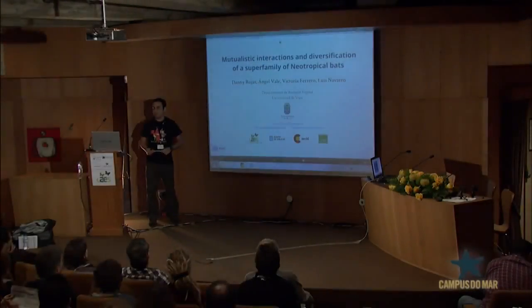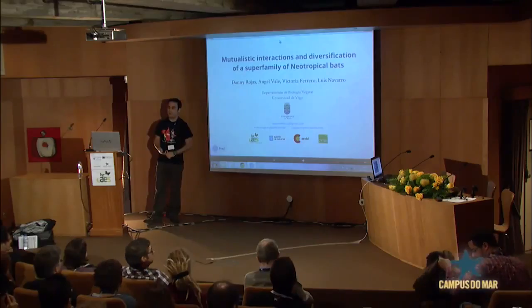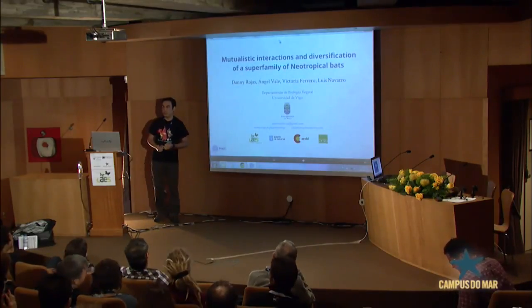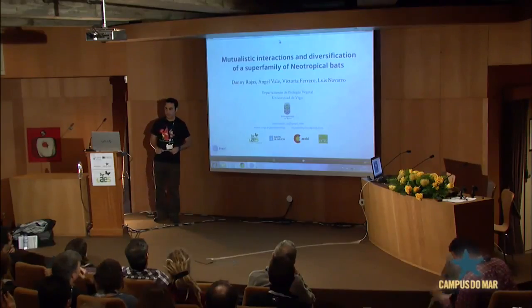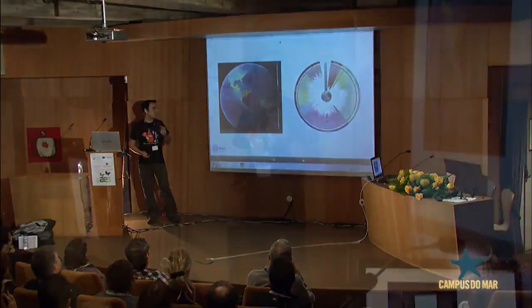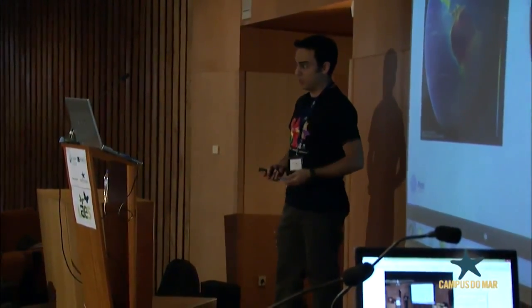Well, good morning. My name is Danny Rojas, and I'm going to talk about some results of our research group. Basically, I'm going to talk about mutualistic interactions and diversification of a group of bats from the tropics of the New World. As ecologists and evolutionary biologists, we are interested in global biodiversity patterns.